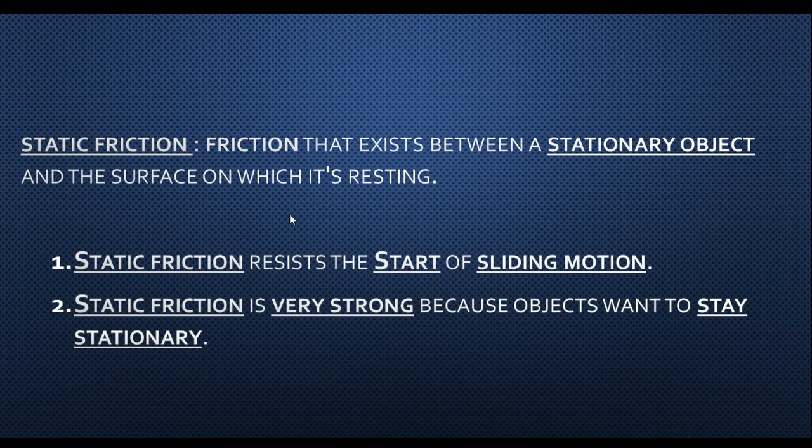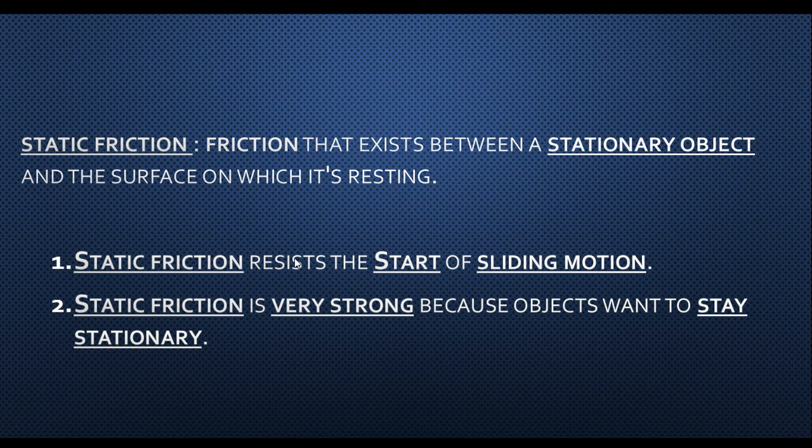All right, so first let's talk about static friction. Static friction is just the friction that exists between a stationary object, or an object that is not moving, and the surface on which it's resting. So your computer or whatever you're watching this on, if it's sitting on a desk or some type of surface, if it's not moving, we're talking about static friction. So that's the friction in between the object and whatever it's sitting on if it's not moving, okay?